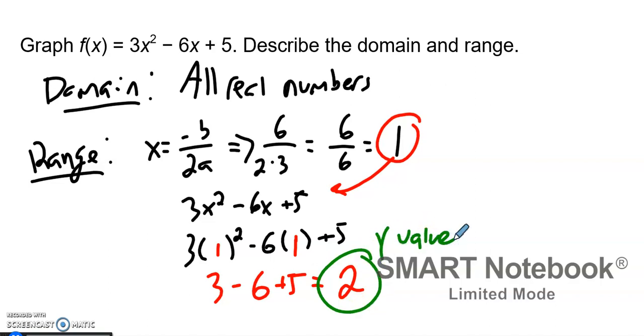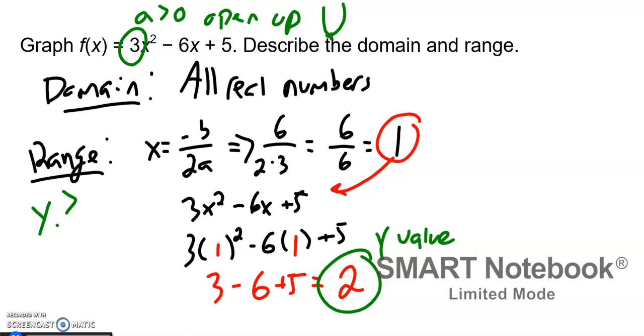So now we need to go back and look at the a value. Well, my a value is 3. That means it's positive, so a is greater than 0, meaning it's going to be opening up. It opens up like this, which means I'm going to have a minimum. So my range is going to be y is greater than or equal to 2. Because I have a minimum, that means the lowest y value possible is 2. So y is greater than or equal to 2.